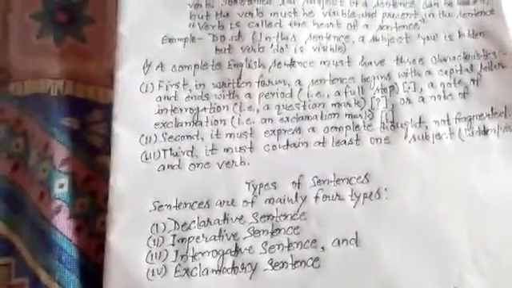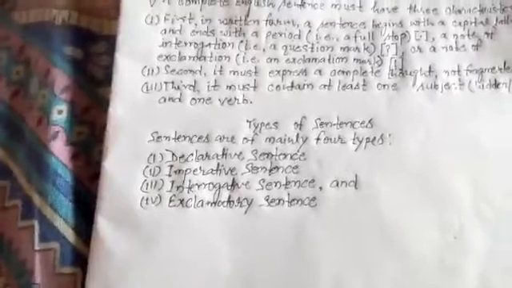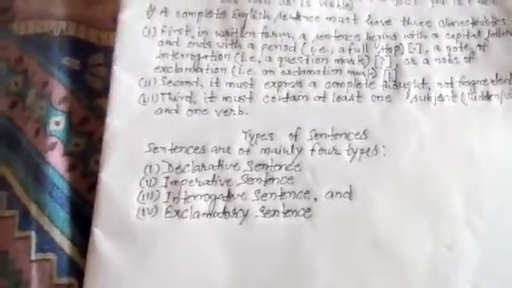Next, number two is imperative sentence. We use an imperative sentence to make a request or to give a command. Imperative sentences usually end with a full stop. For example, please sit down, full stop. Shut the door, full stop. In both sentences, as I told you, there is no subject in written form.